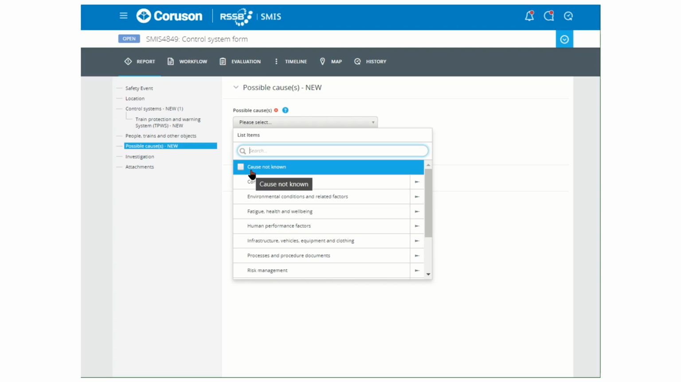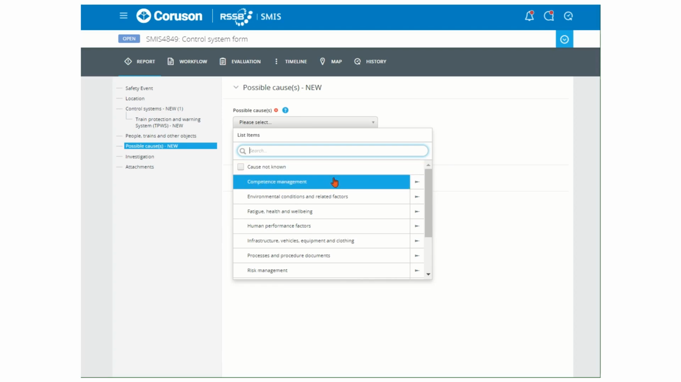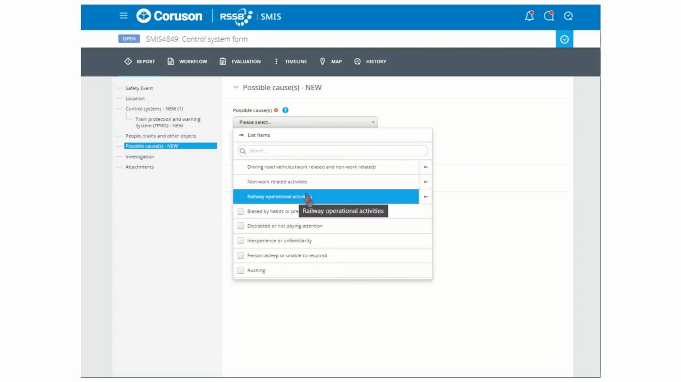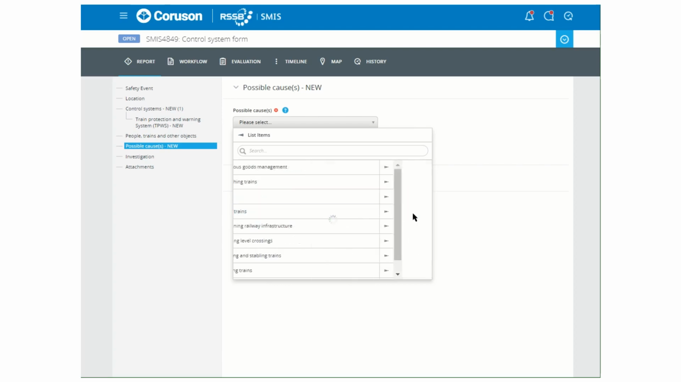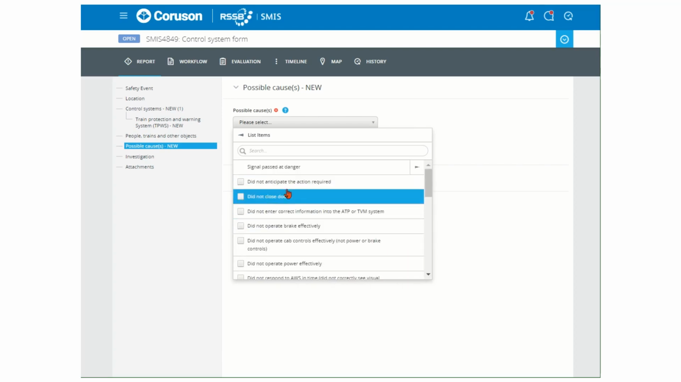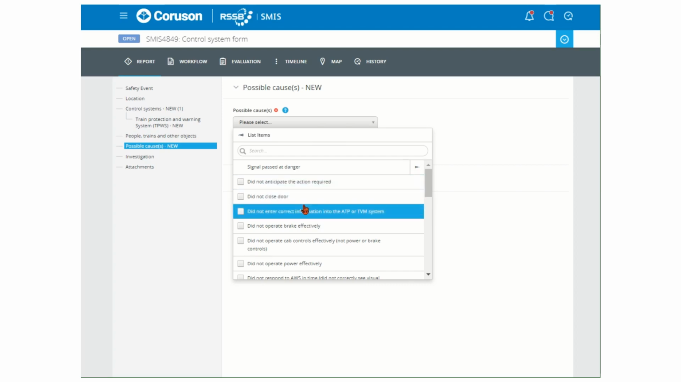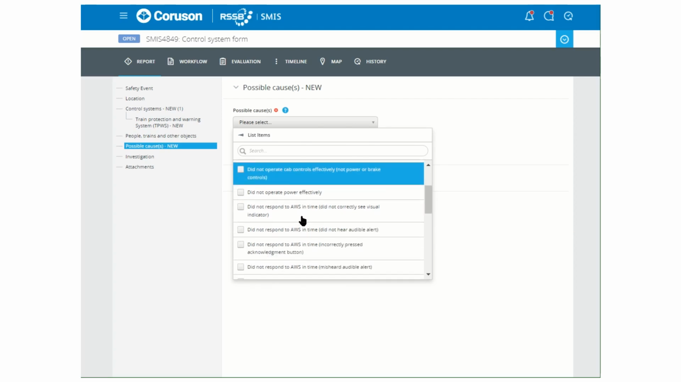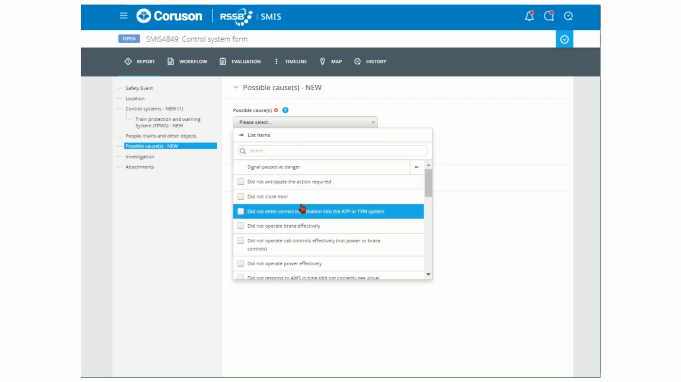If, however, the cause was due to driver error, then you have the following causes. So you go to human performance factors, railway operational activities, driving trains, and here you have a long list of options to select from, including the option did not operate brake effectively. So this is where you go if the cause relates to driver error.